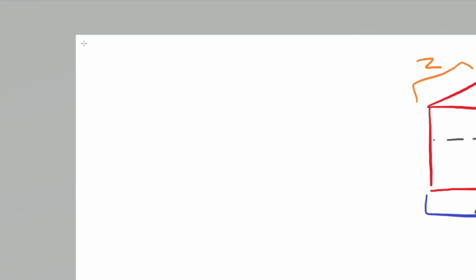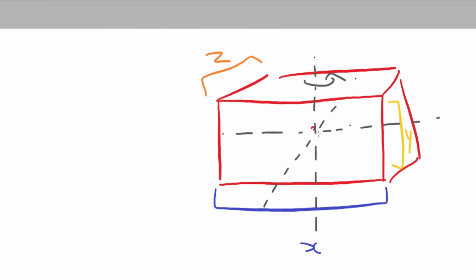Let's try to integrate. Start with I equals the integral of r squared dm. Since we are rotating around the center, we're going to get the mass distribution from all the way here. So let's show that the dm will be this shape right here.